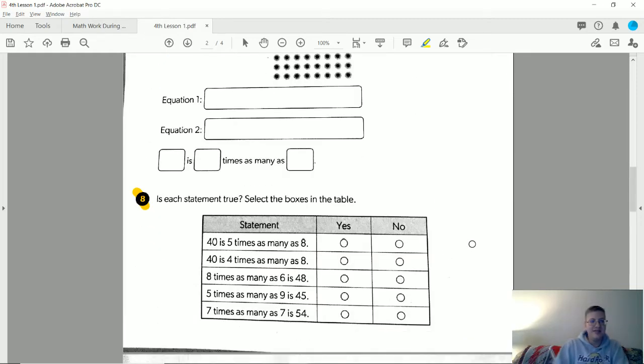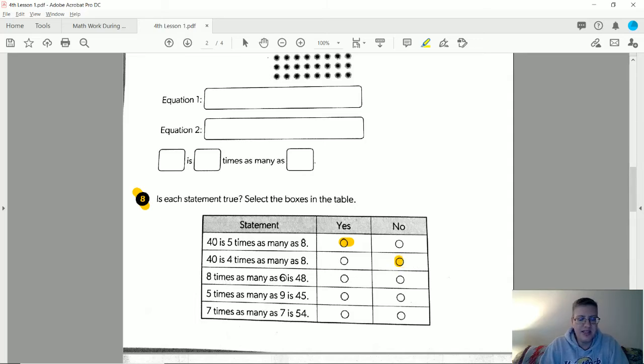Number 8, is each statement true? So you may have to do a little bit of work to figure out all of these, but most of them should be easy to figure out. So 40 is 5 times as many as 8. If I count by 5 8 times, I will get 40. So that means it's not going to be 4 times as many as 8.